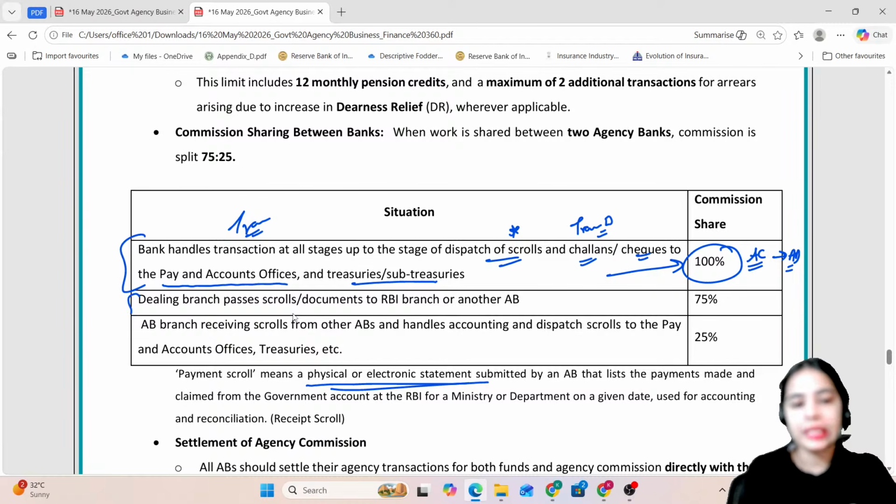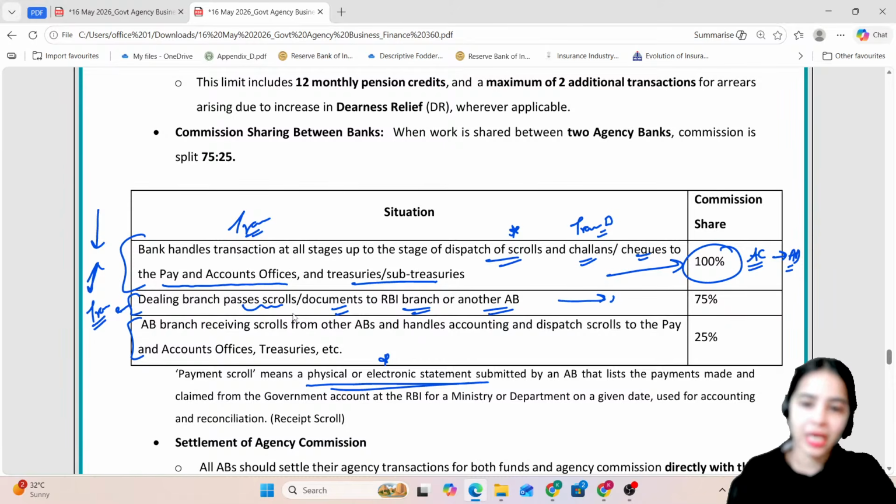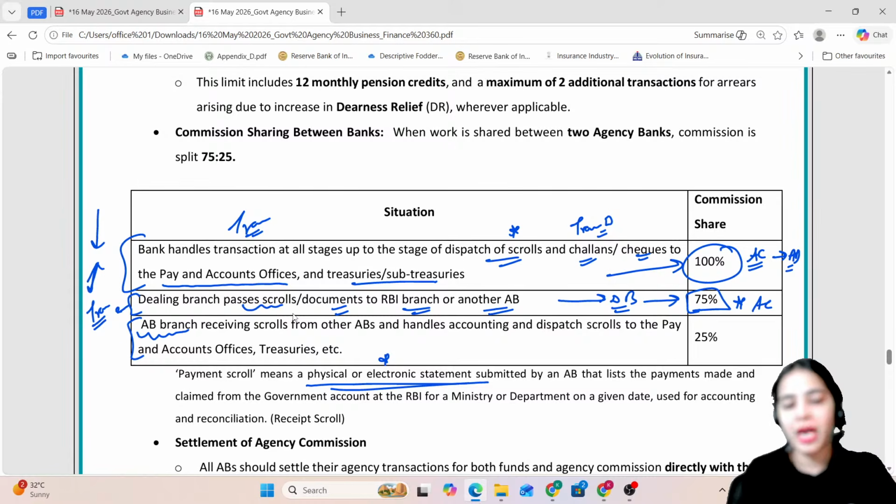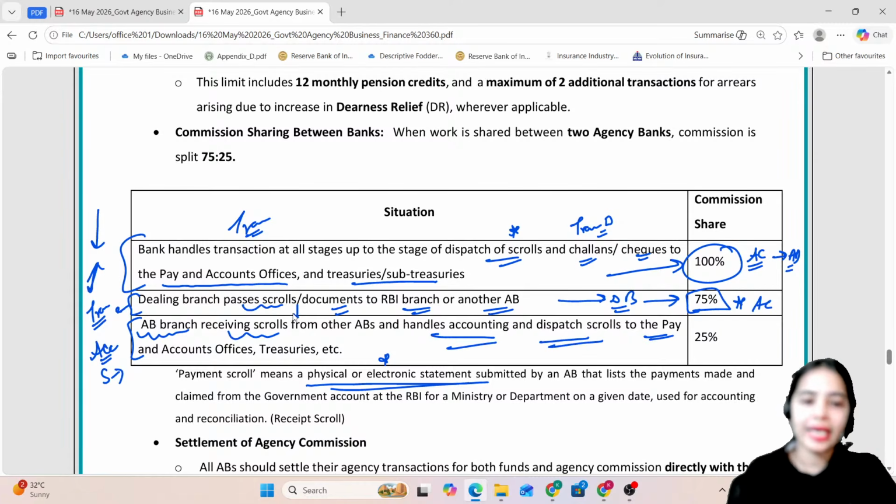So 100% of the agency commission will go to this agency bank. But let's say there is a dealing branch and there is an accounting branch. The dealing branch is doing the transaction, making the payment or getting the receipt, and it passes the scrolls, such as the physical or electronic statement or documents, to the RBI branch or another agency bank. So the dealing branch that is undertaking the transaction will get 75% of the agency commission, while the agency bank branch, which is the accounting branch basically, which is submitting the statements, receiving the scrolls from another agency bank and handling the accounting and dispatch of the scrolls to the pay and accounts offices, treasuries, etc., will get 25% of the agency commission.